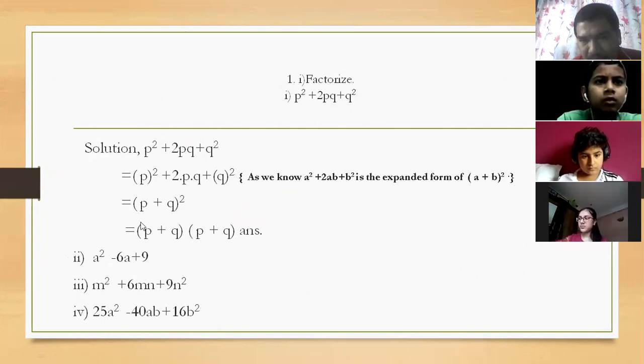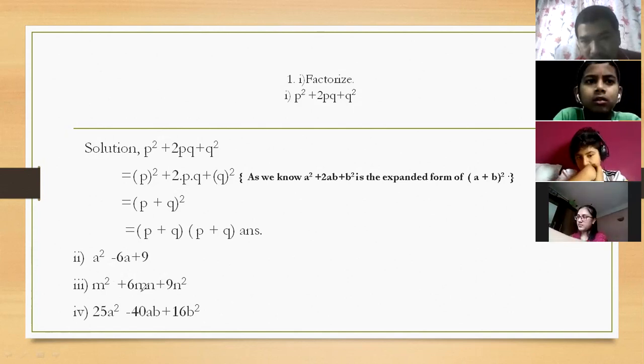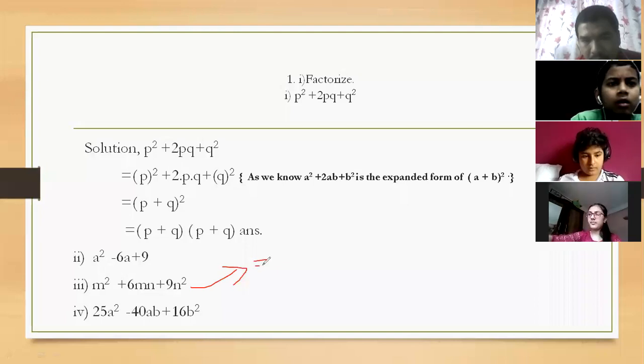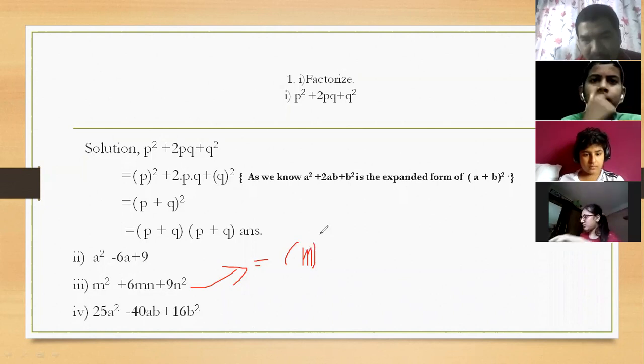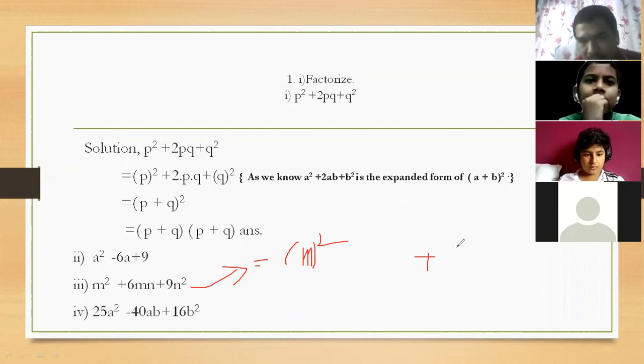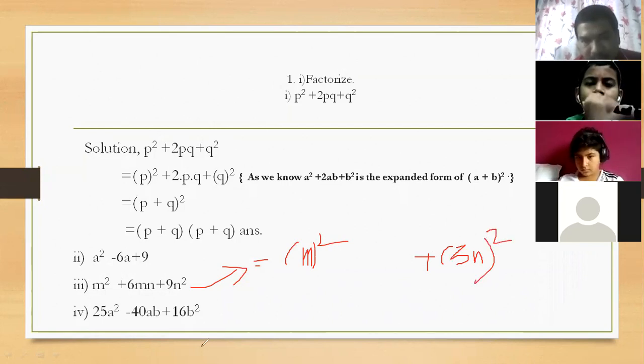Same as this. Okay, I have shown one example. Can we solve question number 3? Yes, sir. Okay, look here. What is first here? m square. Make it square. Okay, m whole square, put in bracket. And what is last one? 9n square. 9n means that is the square of what? 3n. Okay. And middle one we have to make which one there?